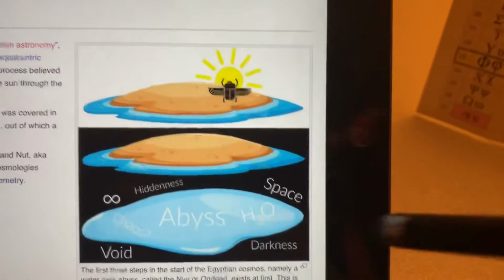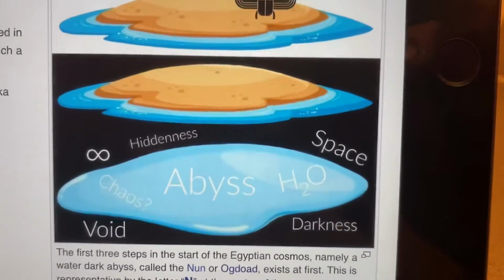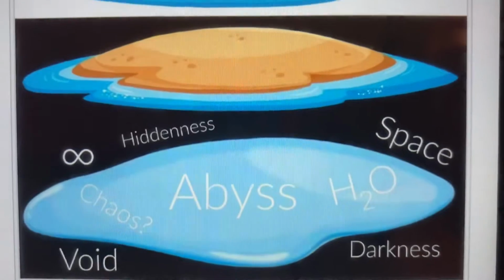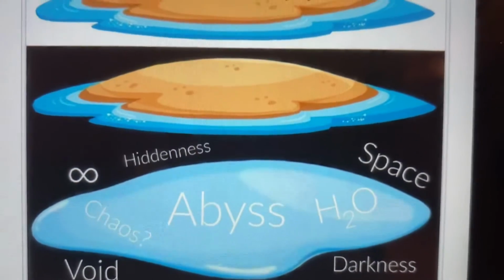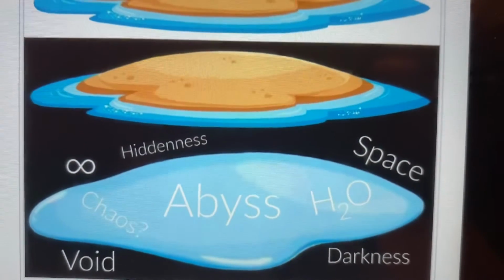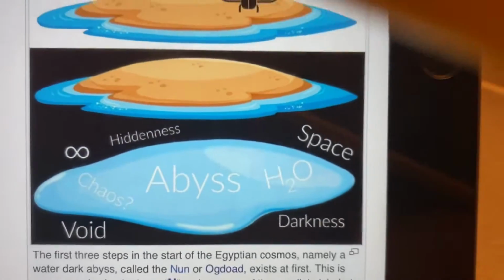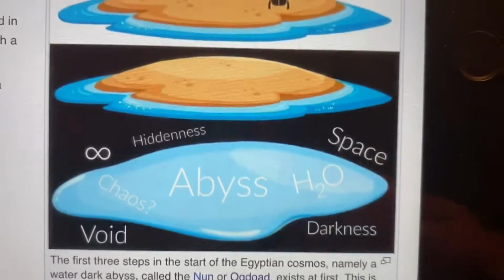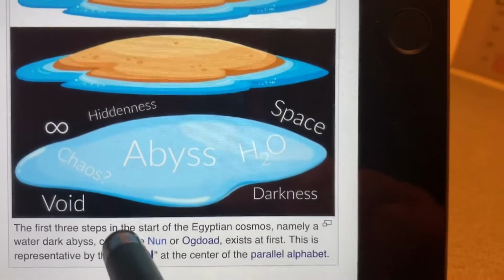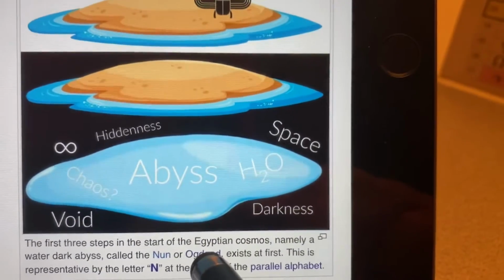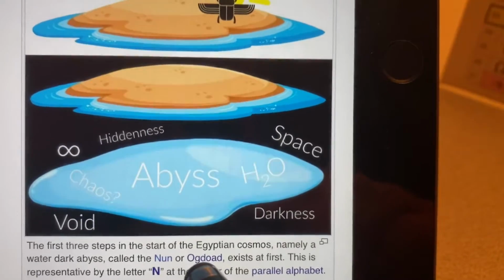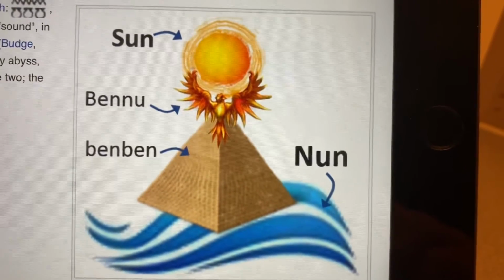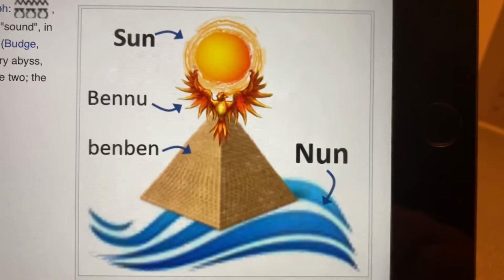In Egyptian cosmology, originally it was conceived that there was a void of darkness, space, hiddenness, and infinity mixed with watery, chaos-like matter. And out of this water rose a mound. This is based on either the god Nun or the god family Agdod. And out of this, the sun is born.